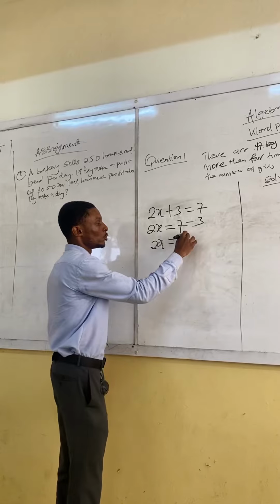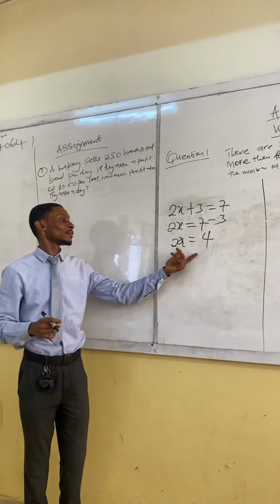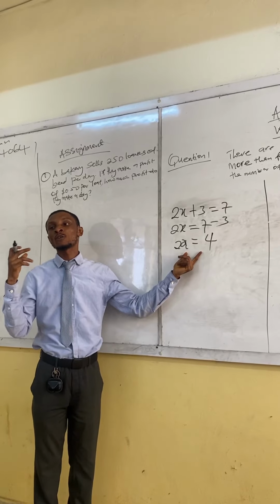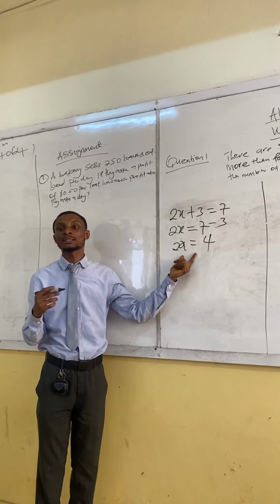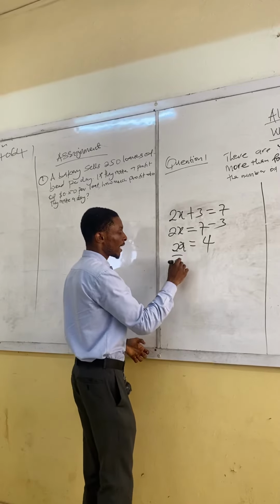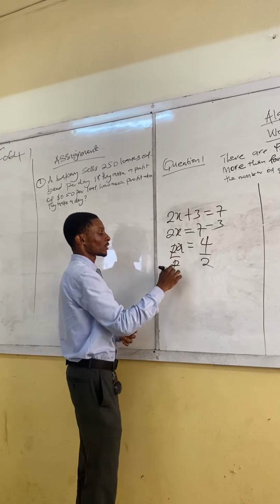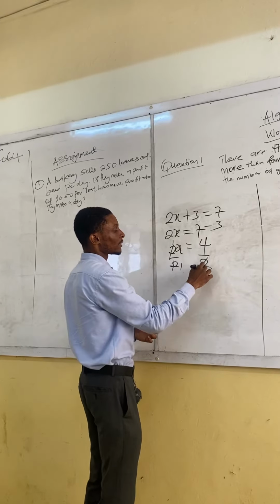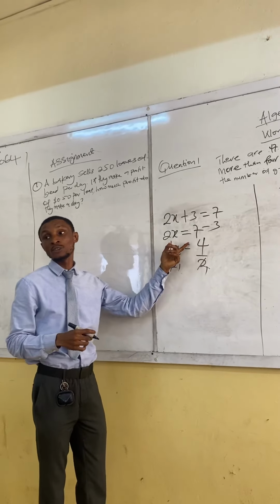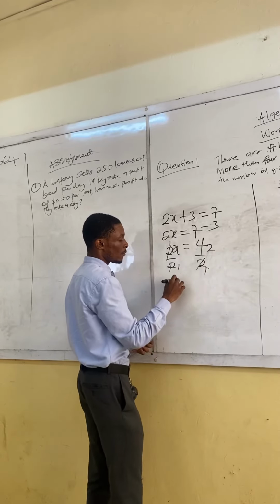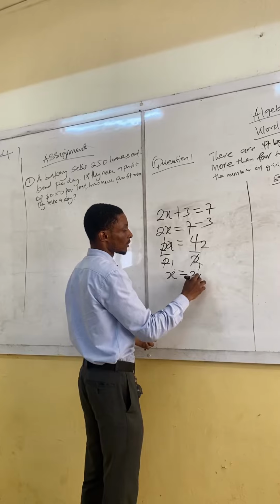So right now, getting to this stage, what are we going to do? We are going to solve for x. So before we solve for x, we have to divide both sides by what? By 2. So we divide here by 2, we divide here by 2. 2 goes into 2, it will give you 1. 2 goes into 4, what are you going to get? You are going to get 2. So you have x is equal to 2. That is the answer.